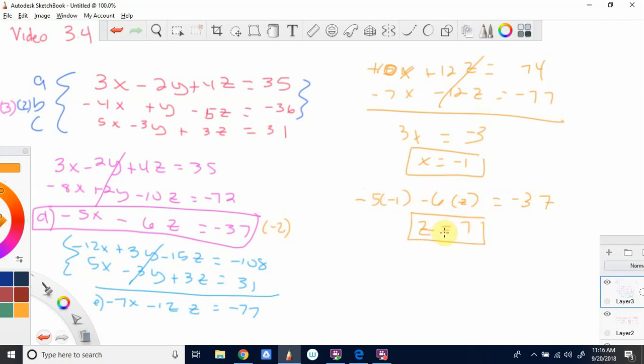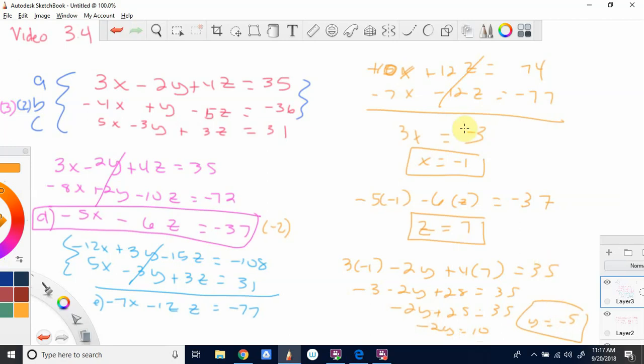So now I have two variables. Now I can choose any of the three equations and put it in. Does it matter? No. 3 times negative 1 minus 2y plus 4 times 7 equals 35. I'm going to get negative 3 minus 2y plus 28 equals 35. Negative 2y plus 25 equals 35. Negative 2y equals 10. y equals negative 5.